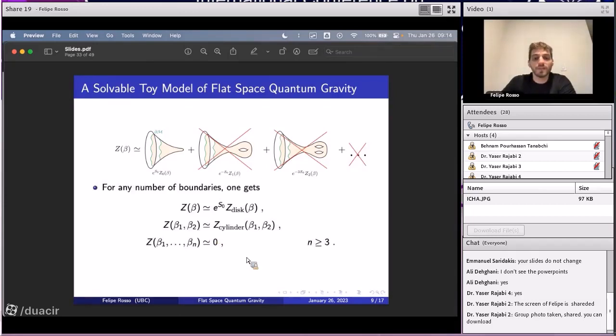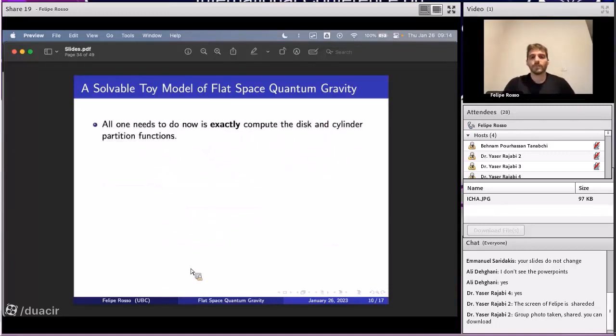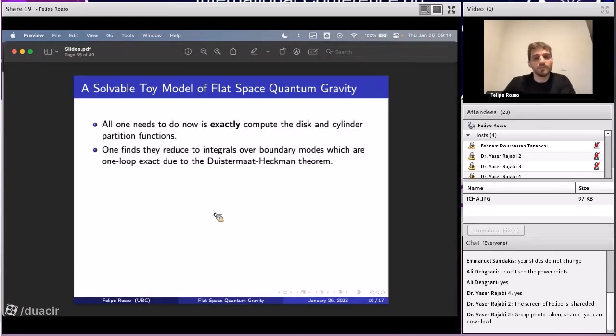So at the end of the day, we have this dramatic collapse of the topological expansion, in such a way that the only contributions that we need to compute are the ones corresponding to the disk and the cylinder, and that's it. If we're able to compute these two things, then we're able to obtain the topological expansion of CJ gravity.